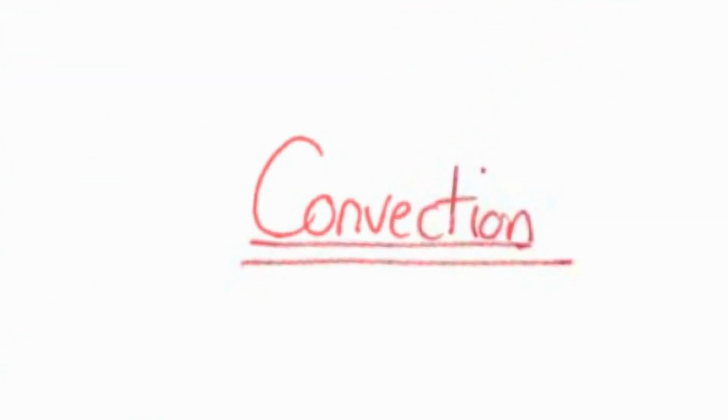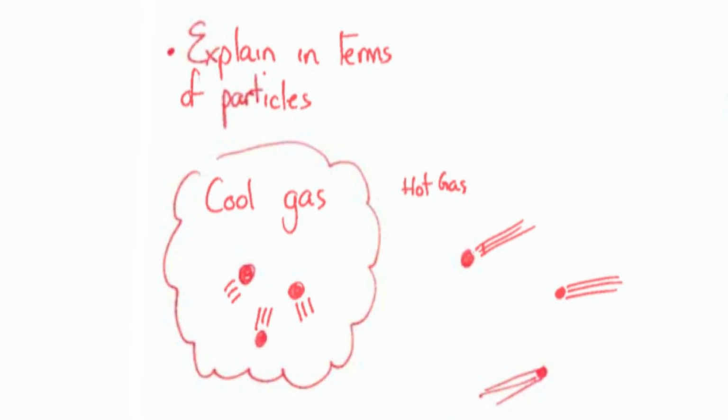Convection. Right, this is another form in which heat can travel, and this method is used in liquids and gases. Okay, you need to explain it in terms of particles. And the first thing to know is that whenever you put energy into a system, you cause the particles there to move around faster, and they therefore take up more space.